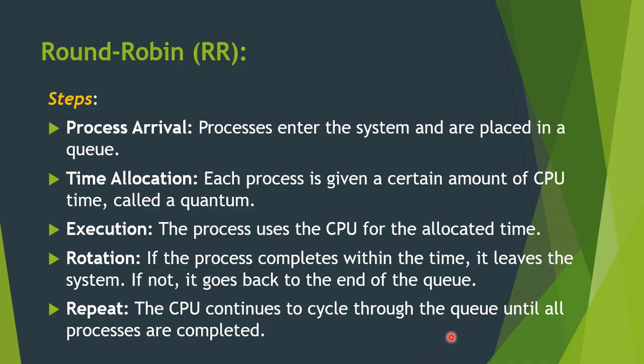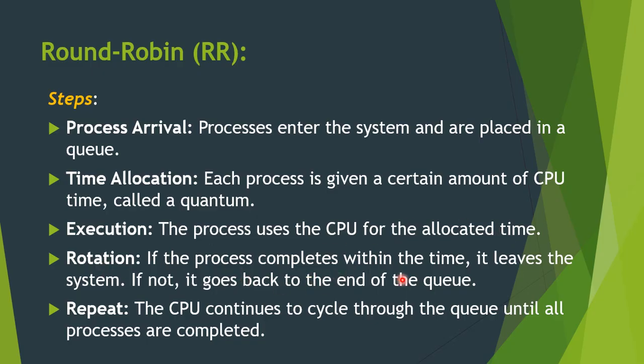For example, here the processes arrive. Here processes enter the system and are placed in a queue. And then what happens next? There's time allocation. Each process is given a certain amount of time, which we're calling the quantum. Now the process uses the CPU for the allocated time. If it still has other needs to use the CPU, it will have to wait until the second round comes in before it can be done. So rotation then comes in.